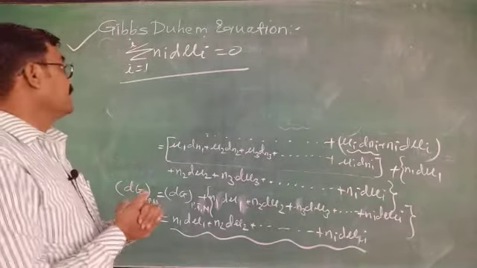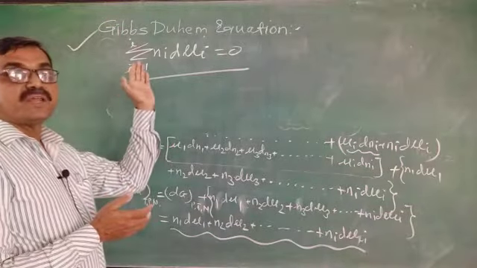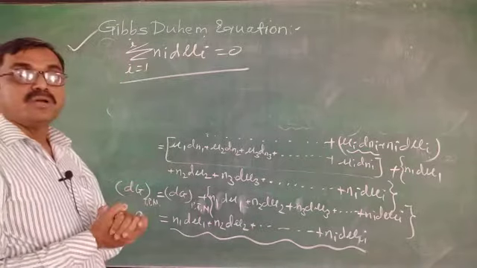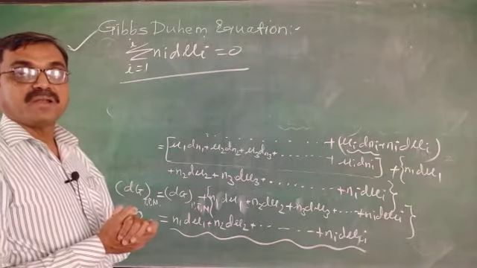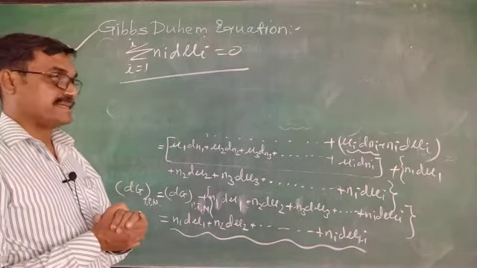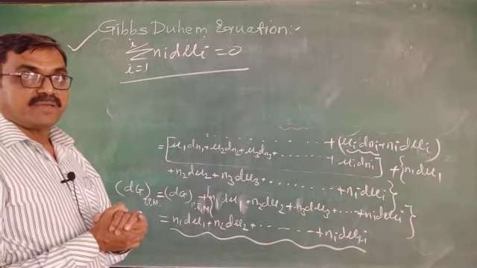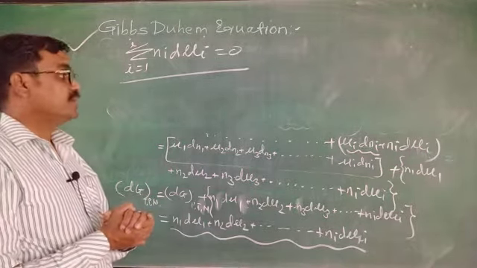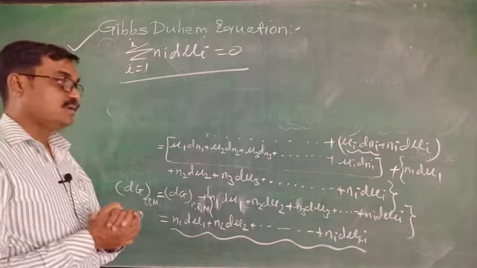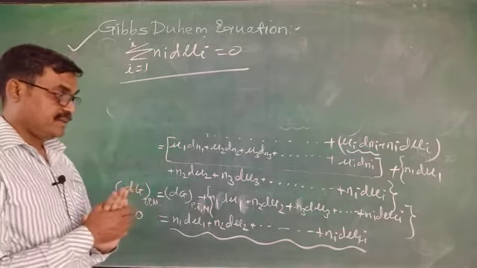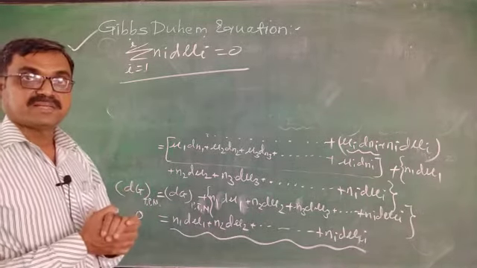A question may be asked in such a way: show summation of ni d mu i equals 0, or derive the Gibbs-Duhem equation for a mixture of gases. Okay, I think you are all getting it. If any difficulty, then ask me freely.